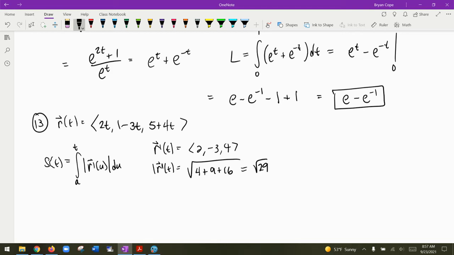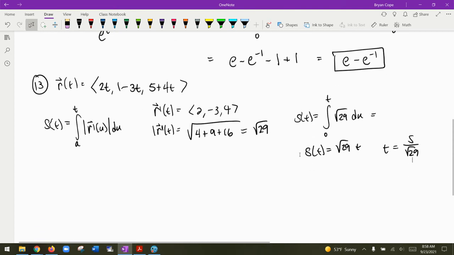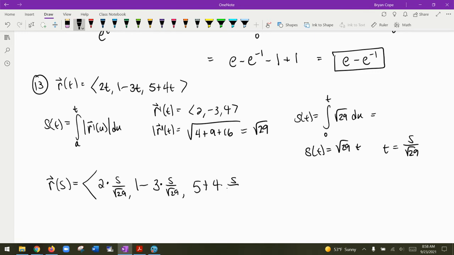Okay, so we're going to do, oh wait, where are we parameterizing from? Oh, from the point where t equals 0. So it's s of t equals the integral from 0 to t of root 29 du, which means we've got an answer of s of t equals root 29 t. So t equals s over root 29. And if we substitute that back into the original function, we'll have a new parameterization, which is based off of arc length. So it would be 2 times s over root 29, 1 minus 3 times s over root 29, and 5 plus 4 times s over root 29.